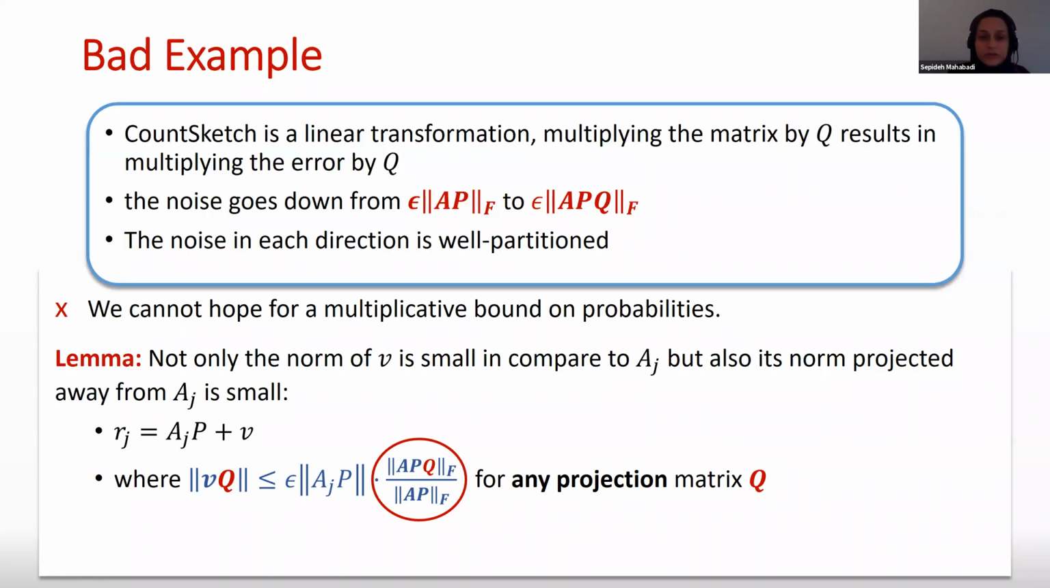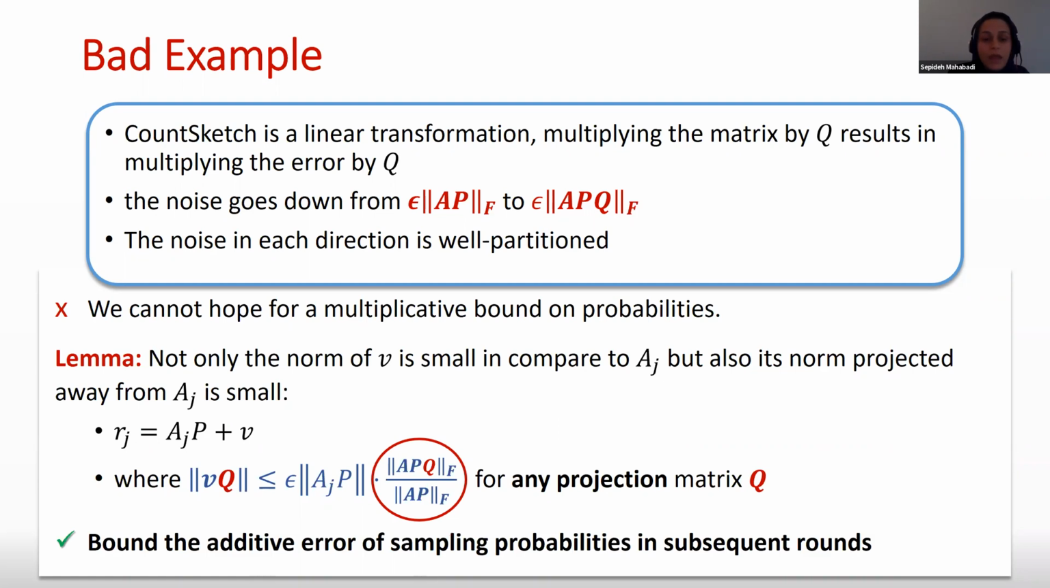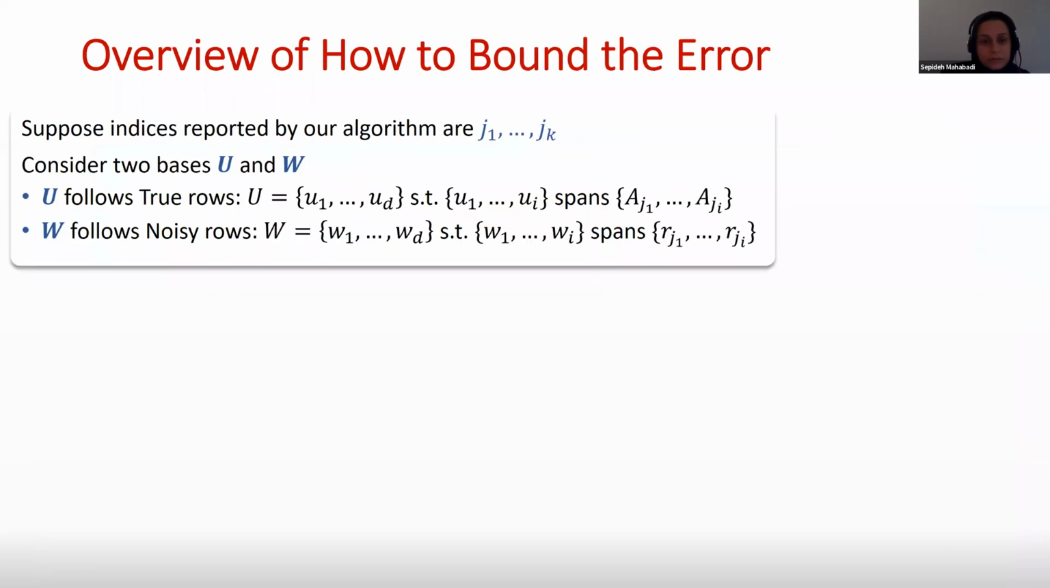So roughly speaking, because count sketch is a linear transformation, multiplying it by matrix Q results in multiplying the error by Q as well. Therefore, the noise goes down from epsilon times AP, which is the guarantee that we get from count sketch, to epsilon times APQ. This means that the noise is bounded in all directions, and in particular the direction orthogonal to the true norm that we should have picked. And therefore, this allows us to bound the additive error of sampling probabilities in the subsequent rounds.